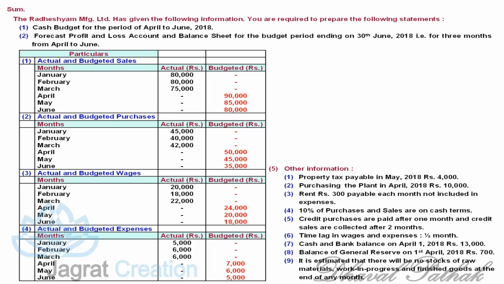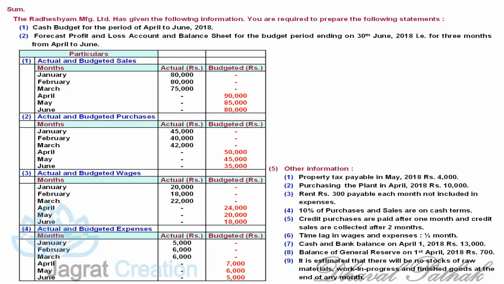Radhesham Manufacturing Company Limited has given the following information. You are required to prepare the following statements: cash budget for the period April to June 2018, forecast the profit or loss, and balance sheet for the budget period ending on 30th June 2018 for 3 months from April to June. This is what we intend to prepare.